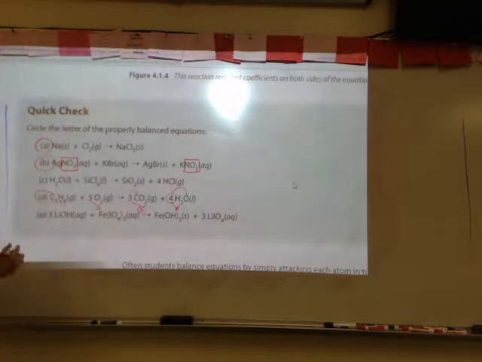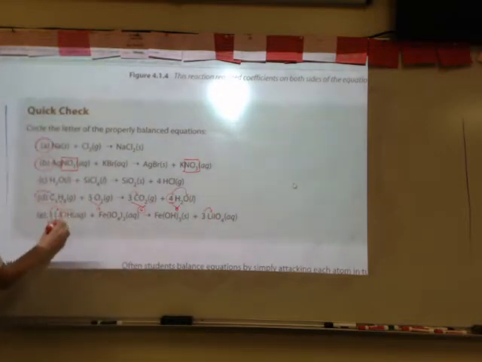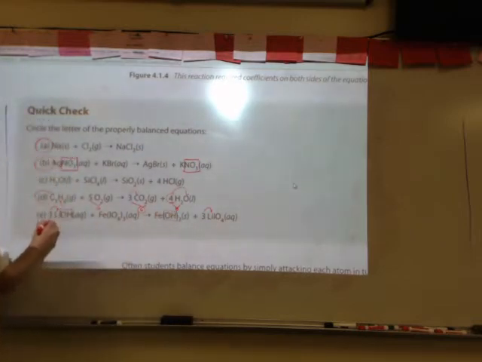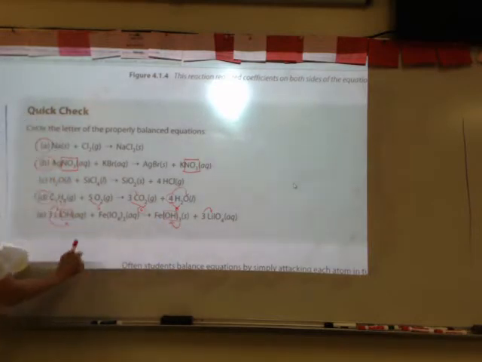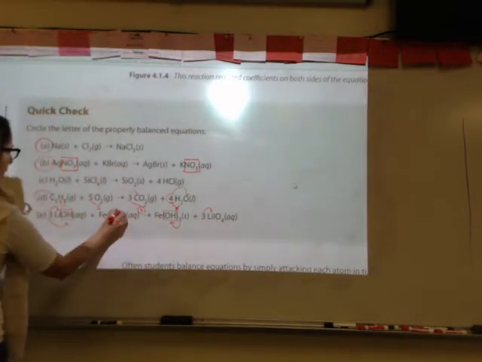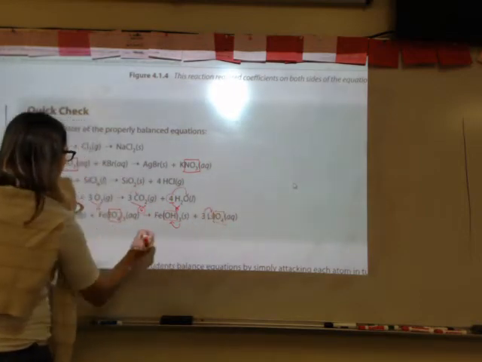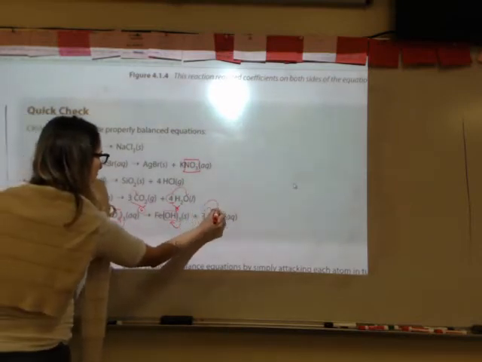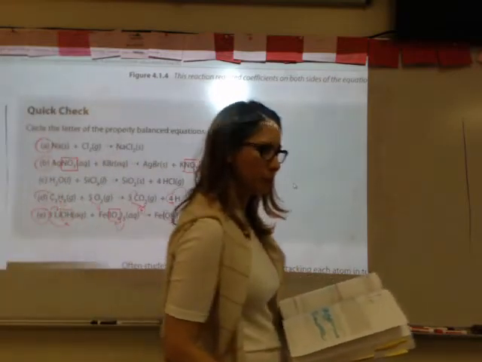For E, I have 3 lithium on the left, 3 lithium on the right. Hydroxide is a polyatomic ion, so I'm going to put it in a bracket. I have 3 hydroxides on the left, 3 hydroxides on the right. I have 1 iron on each side. IO4 is a polyatomic ion, so I'm going to put that in a bracket as well. I have 3 IO4s on the left, 3 IO4s on the right, so this is also balanced.